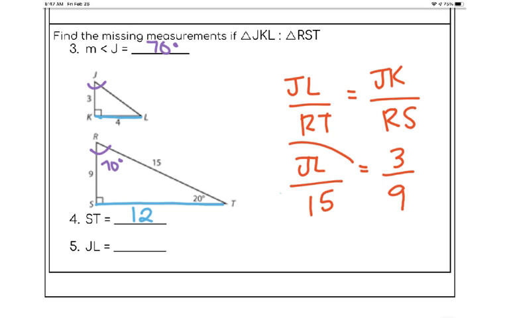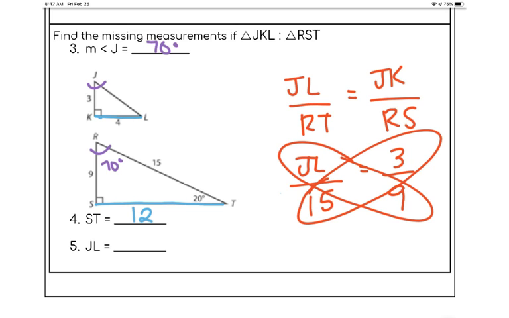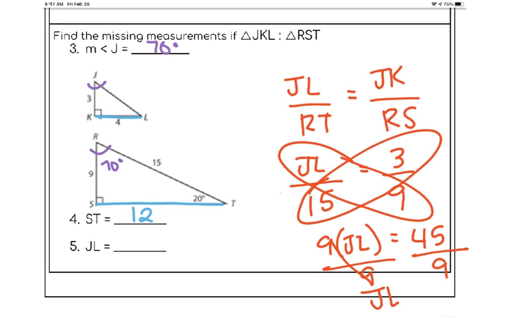So we can do the same thing that we just did. You can cross multiply. However, you can figure out this proportion. So 9JL equals 15 times 3, which is 45. Divide both sides by 9. JL equals 45 divided by 9, which is 5. So JL, we know, is 5.